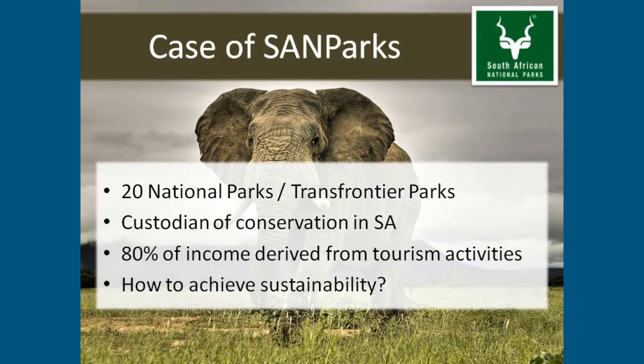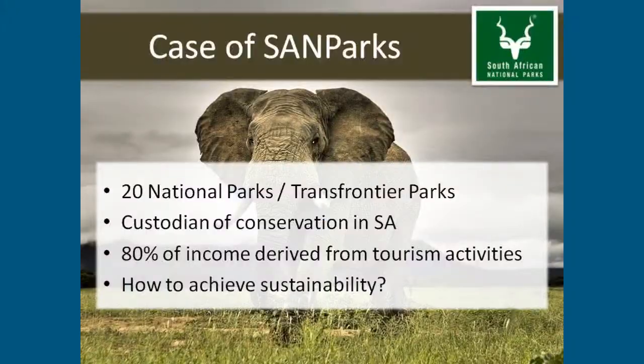Right, the case of SANParks. 20 national parks, depending on how you count them, because some of the parks have been grouped together. If you take the Garden Route, they've combined a number of national parks. But if you look at it as separate entities, then you will most probably come to the number of 20. And then also included in that are your transfrontier parks.